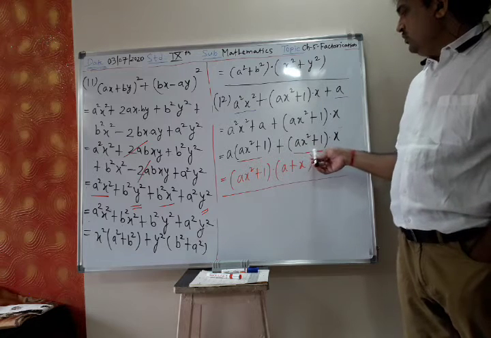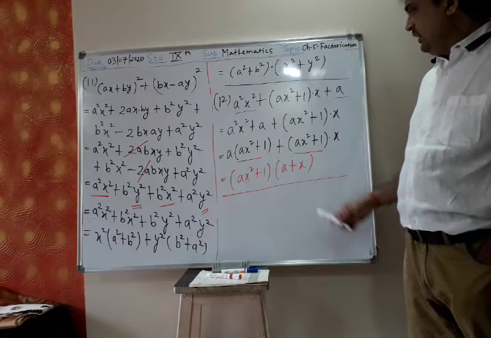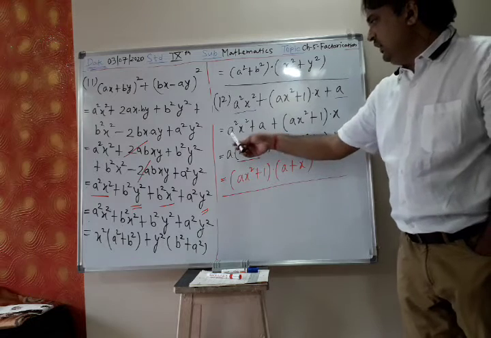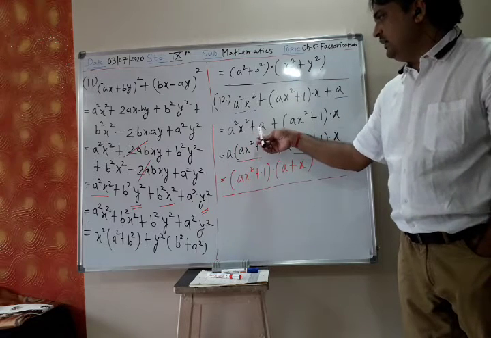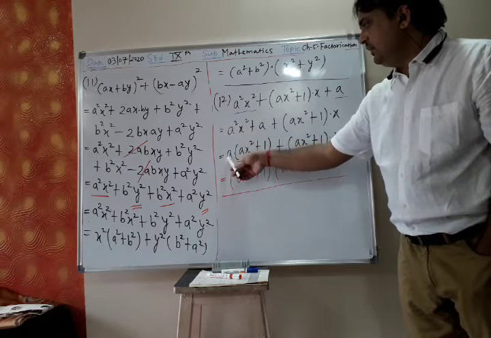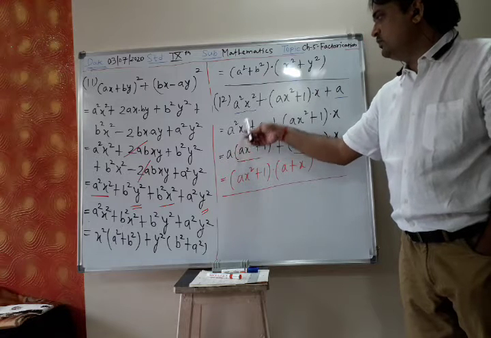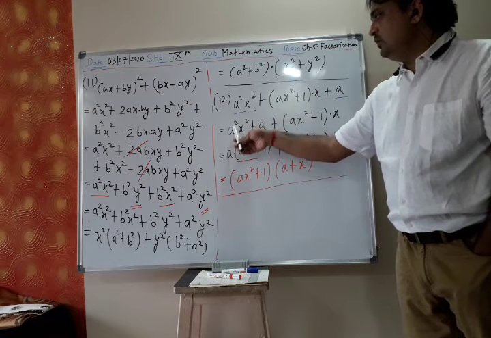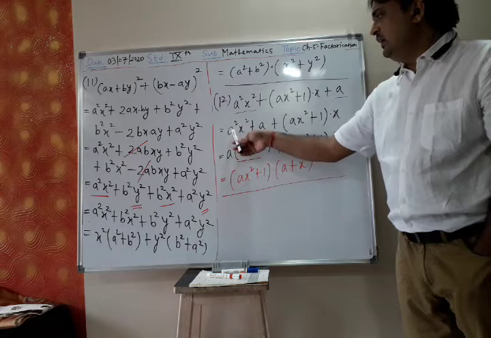Ax square plus 1 is this part. Okay. Now a square x square plus a is common. I am taking outside. So what is left? Ax square. 1 from a square, 1a I have taken outside. So 1.